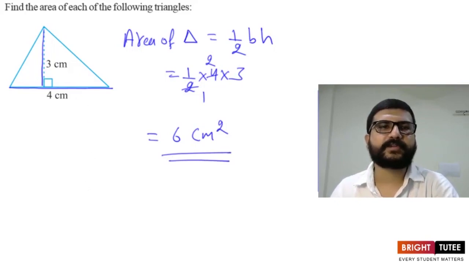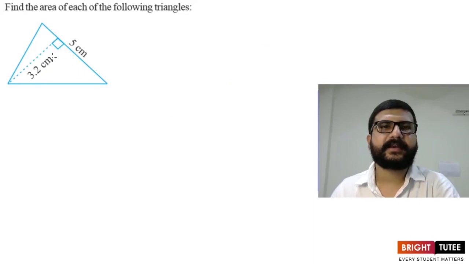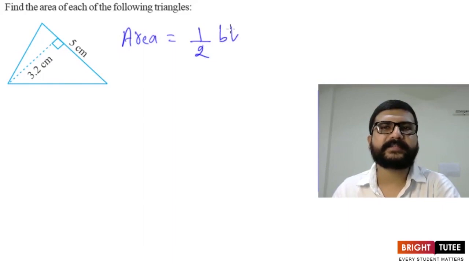Now let's move to the next part of the question. It is this triangle. We have to find its area. Now which side do we have to consider base? We have to consider this 5 centimeter as a base and the height will be 3.2 centimeters. So therefore area is equal to half BH, and the value of B is 5, that we will put here, half into B into H. H is 3.2.